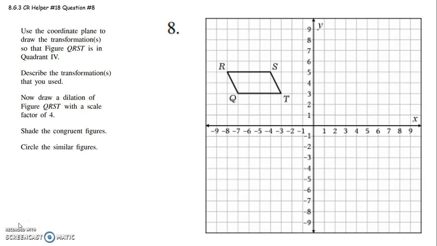Eighth graders, this is to help with question 8 on CR 18. It says use the coordinate plane to draw the transformations so that figure QRST is in quadrant 4. Describe the transformation or transformations you've used. Then it says now draw a dilation of QRST with a scale factor of 4. Shade the congruent figures, circle the similar figures.